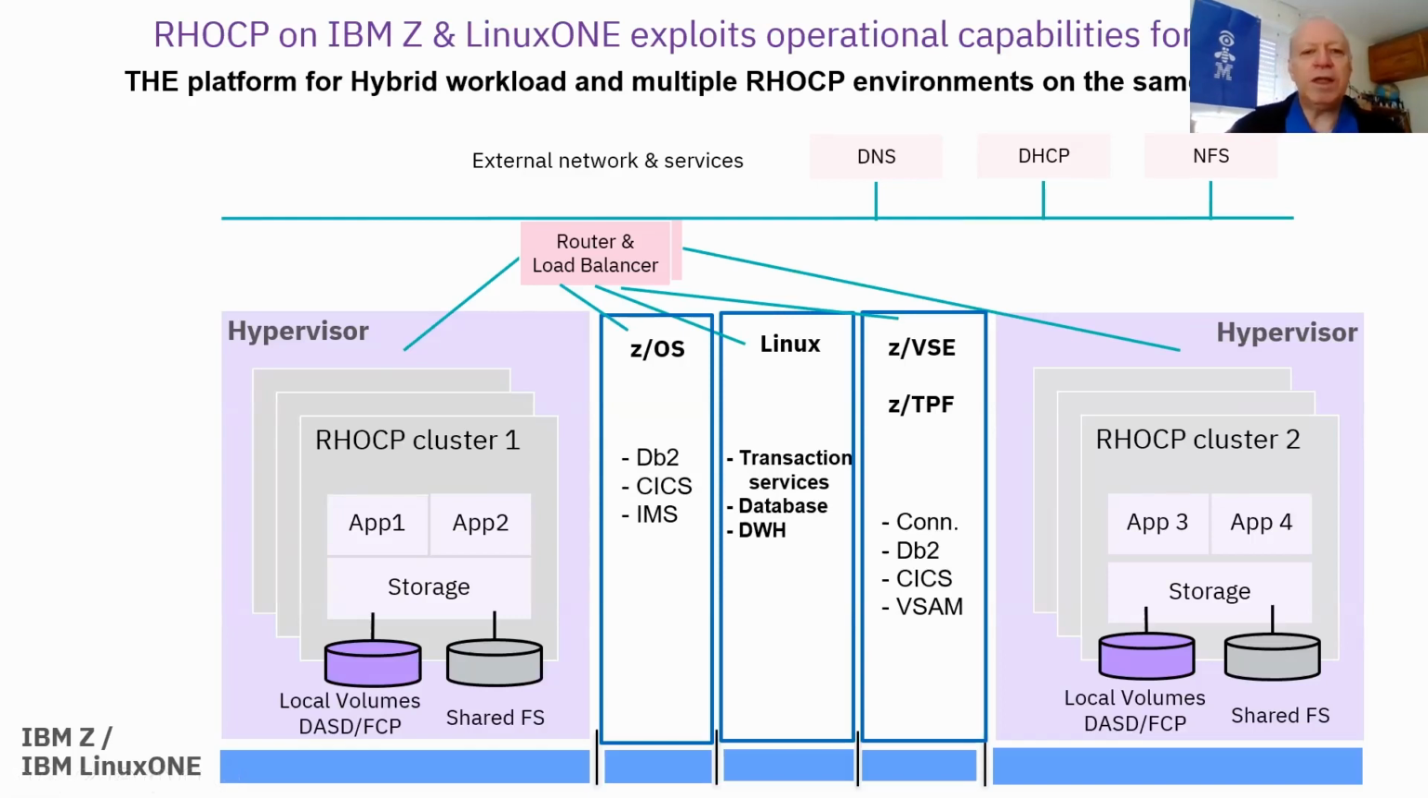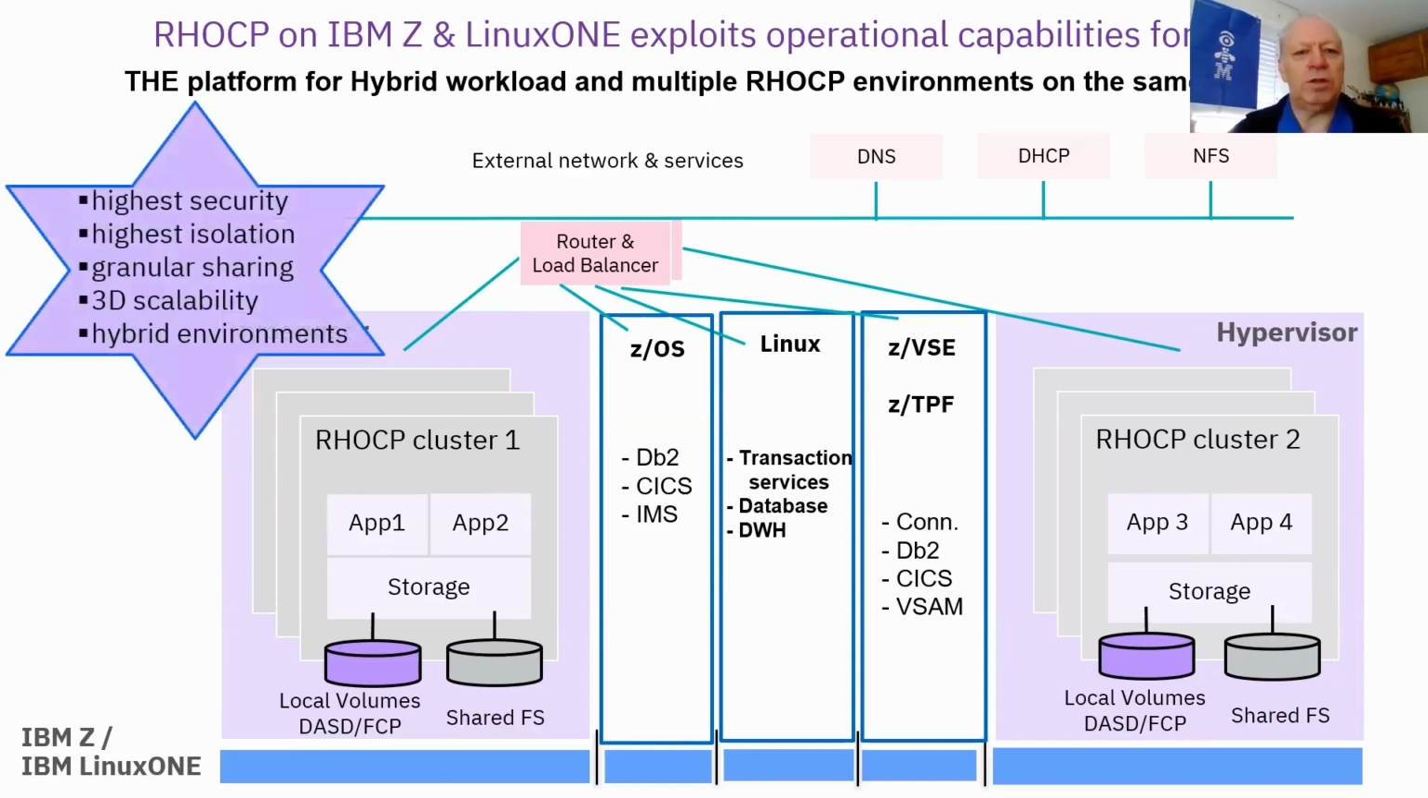And what I want to say is this is basically the isolation and at the same time the hybrid value of running those OpenShift environments on the same platform with the highest security, isolation, and very important, with the hypervisors that we have, be it z/VM or be it KVM. It is the granular sharing that we have available and the shift of capacity from one virtual machine to another one, whoever needs it, that is unique on Z.